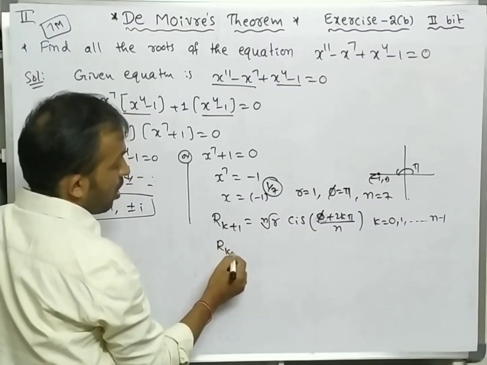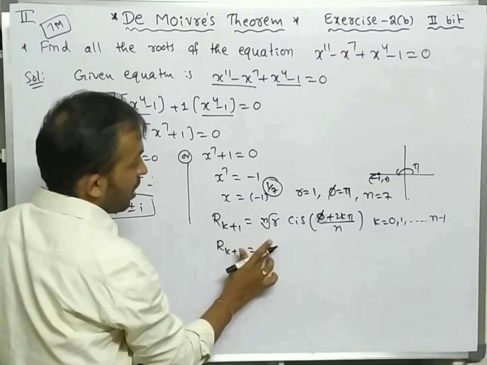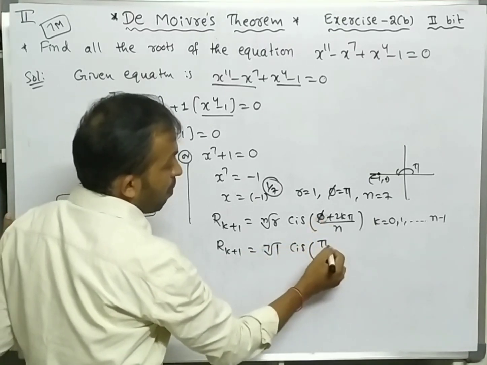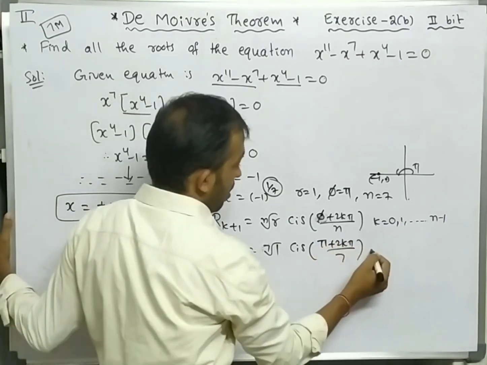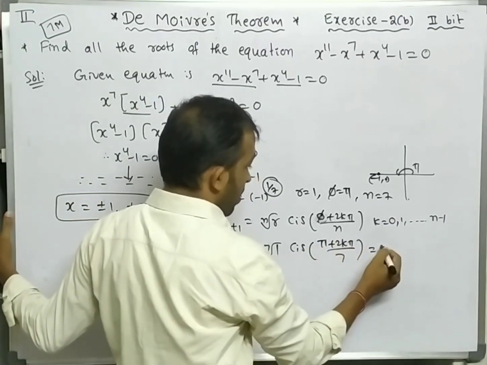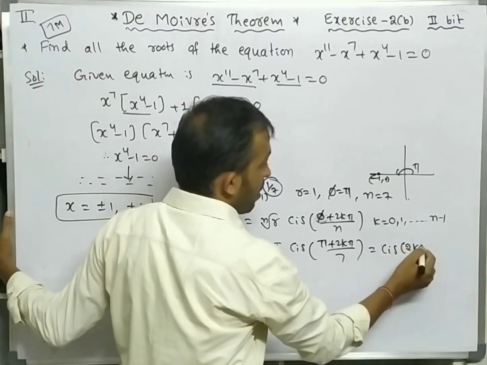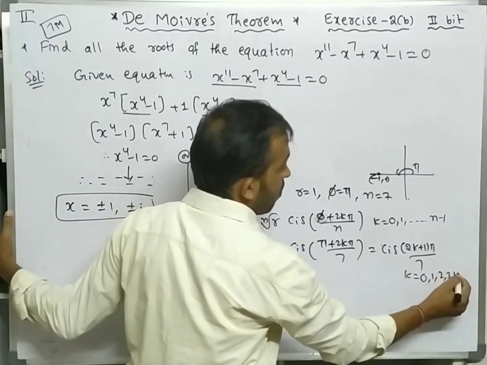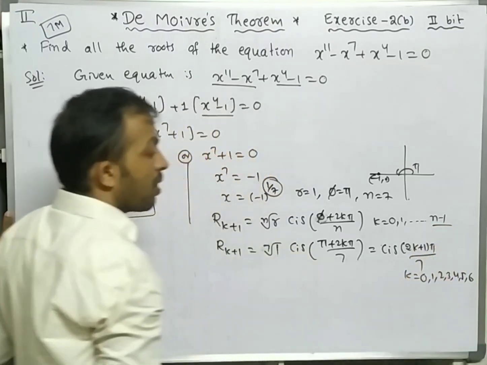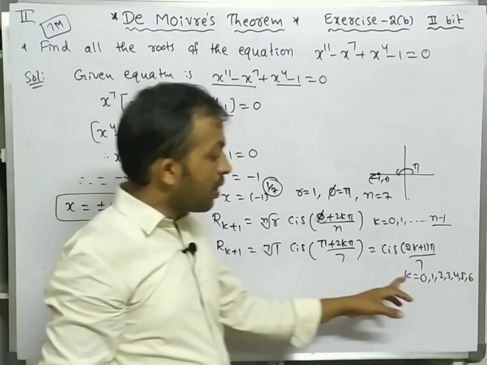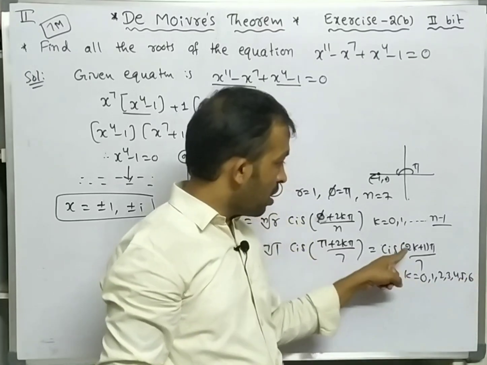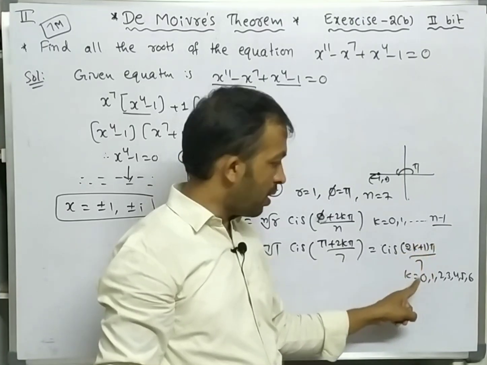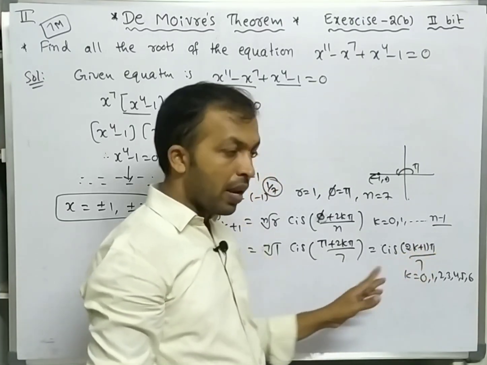So here substitute r, the 7th root of r, where r value is 1, and cis of pi plus 2k pi by 7, which is the 7th root of 1, that means 1, cis of 2k plus 1 pi by 7, where k value is 0, 1, 2, 3, 4, 5, finally 7 minus 1, 6. So by taking 0 to 6 here, it gives odd multiples: 2 into 0, 0 plus 1, 1, that means pi by 7, next 2 into 1 plus 1, 3 pi by 7, like that you will get.